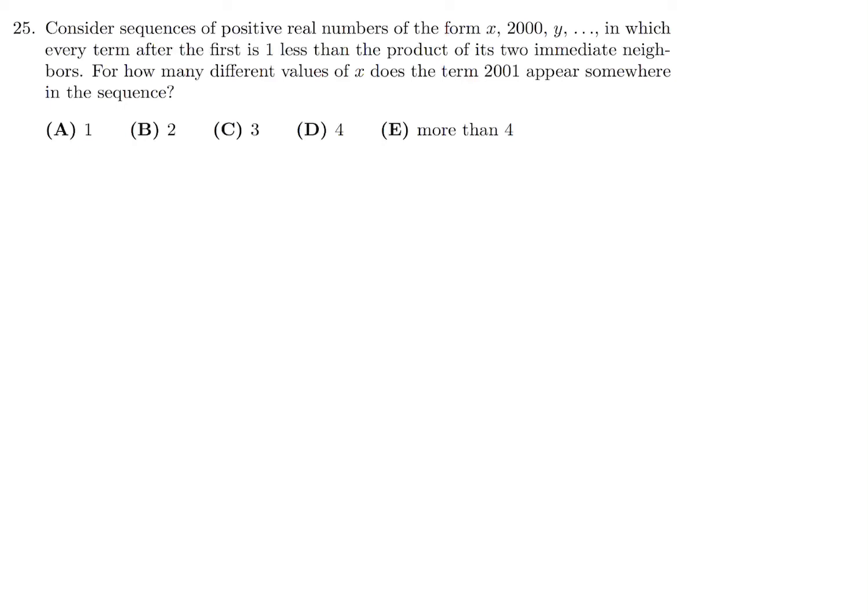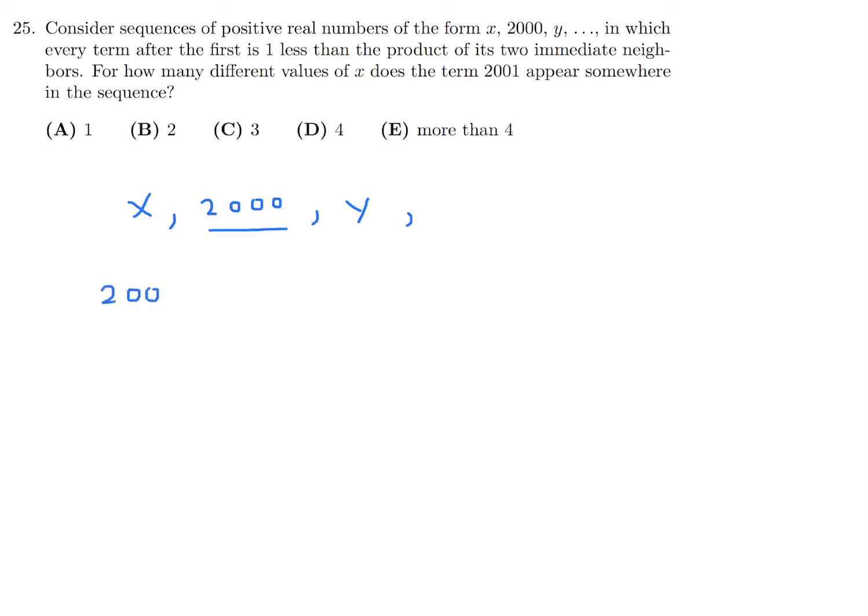Consider sequences of positive real numbers of the form x, 2000, y, ... in which every term after the first is one less than the product of its two immediate neighbors. For how many different values of x does the term 2001 appear somewhere in the sequence? Okay, so we've got x, 2000, y, and then we keep going like that. And they're saying that there's a fundamental property that every term after the first is equal to one less than the product of its immediate two neighbors.